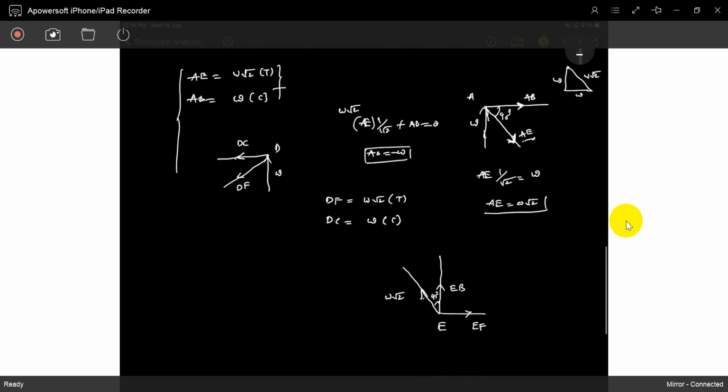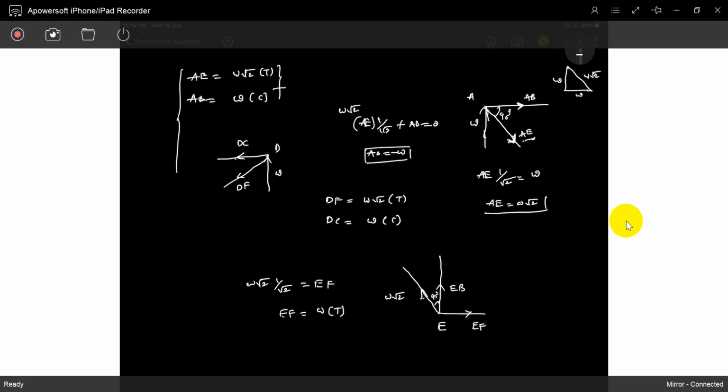So write it. How much is W root 2 in the horizontal direction? W root 2 cos 45, or sin 45 here. So sin 45, which is 1 by root 2, is equal to EF. So automatically EF is W tension. So our assumed direction is right.